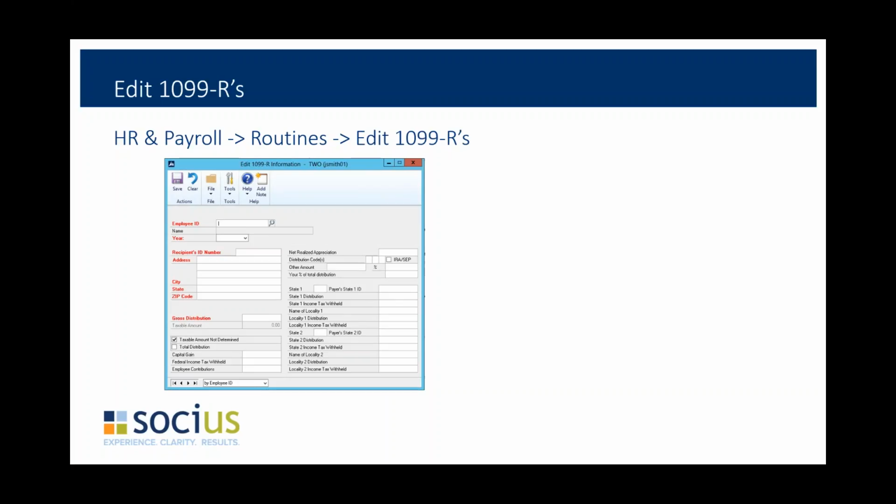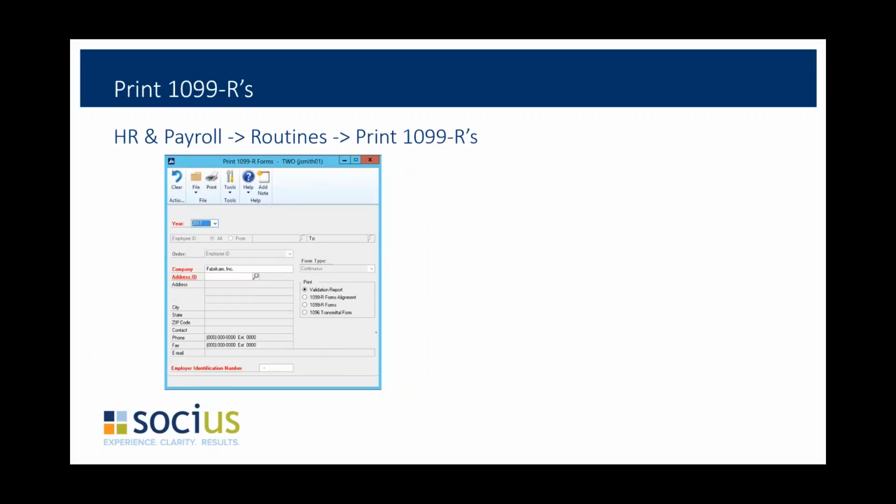Now, we also have the ability to do the same type of routine for 1099-Rs. So you can see that this is a window where you can make those edits, very similar to what you were seeing, only more appropriate to the 1099-R, and then the ability to actually produce those. In this case, you'll notice under the print area, we have a validation report, a 1099-R forms alignment, and then the actual 1099-R forms. Now, if you're going to a laser printer, you don't need the alignment form. And then lastly, the 1096, which is the summary page that goes along with your 1099-Rs.